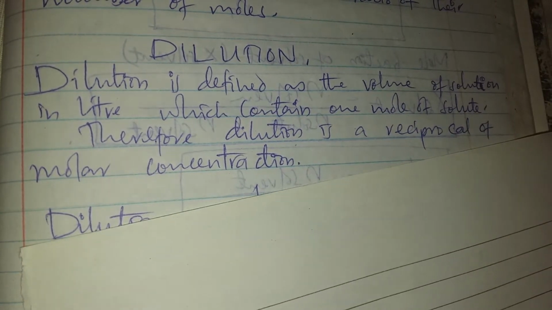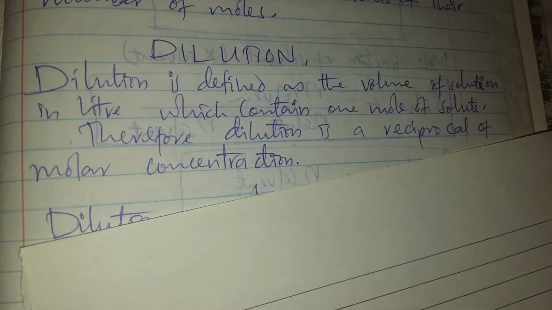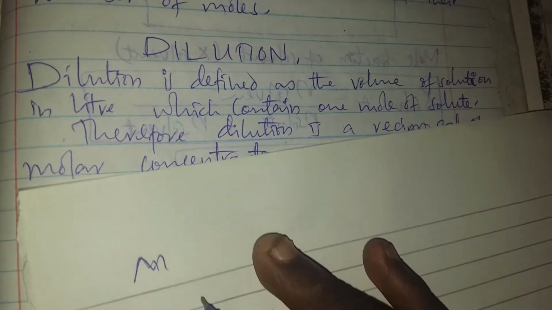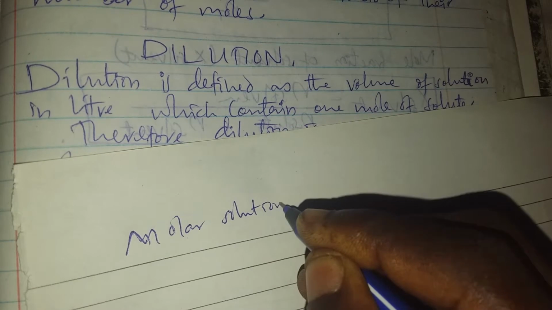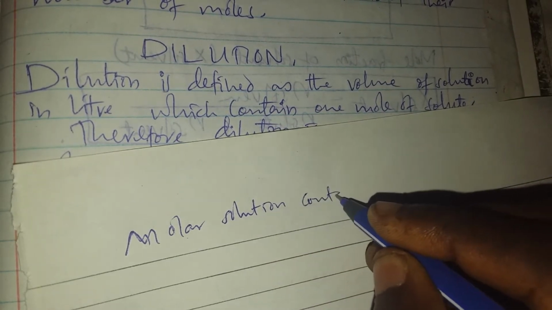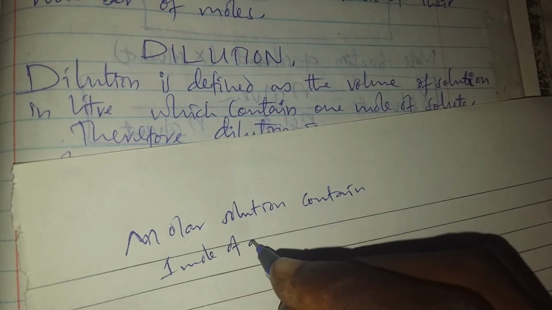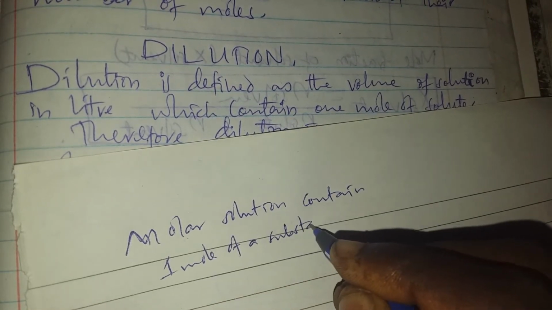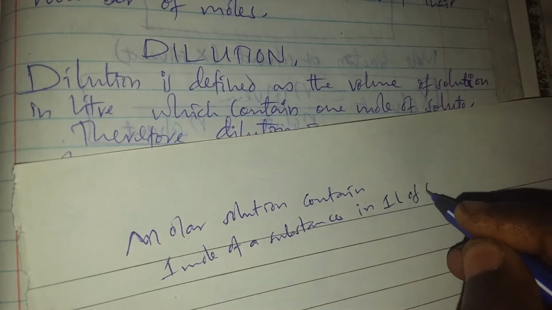If you remember our discussion on the molar solution, we said that a molar solution is the solution containing 1 mole of a substance in a liter of solution. That is, molar solution contains 1 mole of a substance in 1 liter of solution.